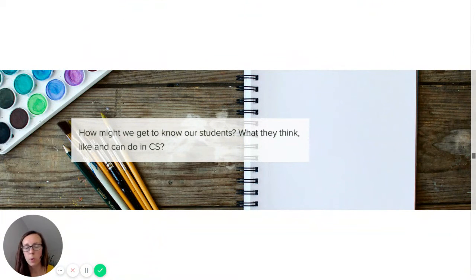So I think a lot of what we do in teaching comes back to relationships, as we're all really aware. So something that I wanted to put out there is, how might we get to know our students, especially thinking about the sheer number of students that so many of us in high schools have on a daily basis? What are some strategies that you employ to get to know your students? How do you get to know what they think, what they like, what they can do in computer science? How do we best engage students on an individual or a collective level to really get a sense for how our teaching should match where they're at?